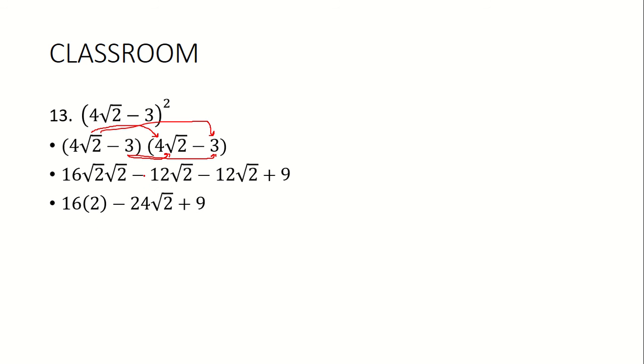Please note, minus 12 square root of 2 minus 12 square root of 2, minus 12 minus 12, that is 24 square root of 2, and I still have that 9. 16 times 2 will give you 32, and 32 plus 9 will give you 41. That is why I have 41 minus 24 square root 2.